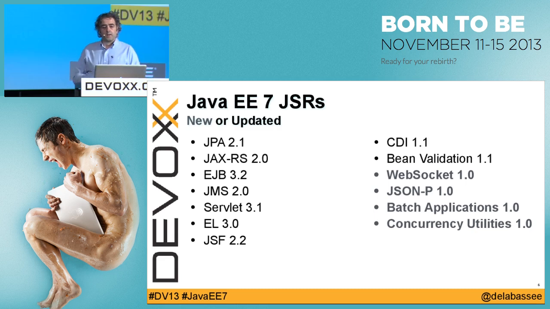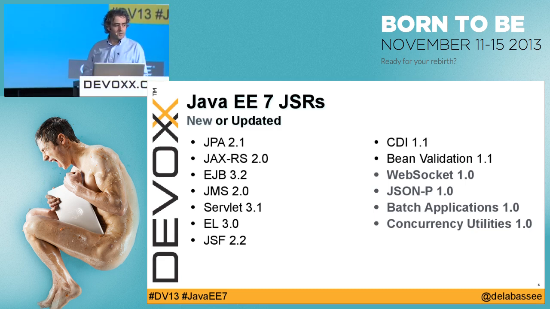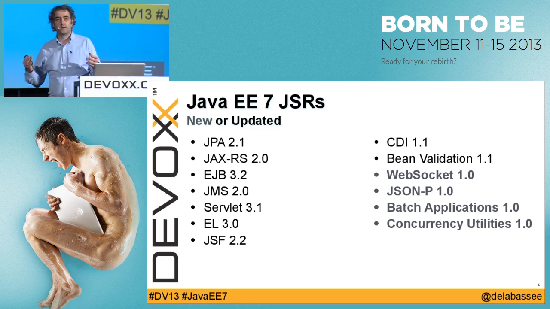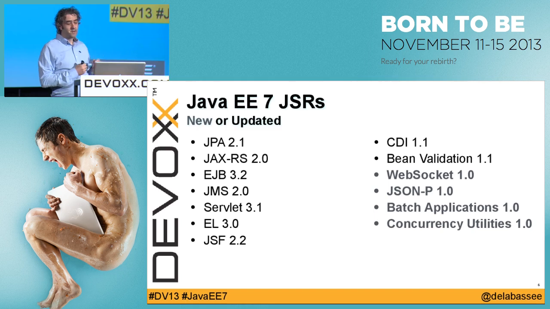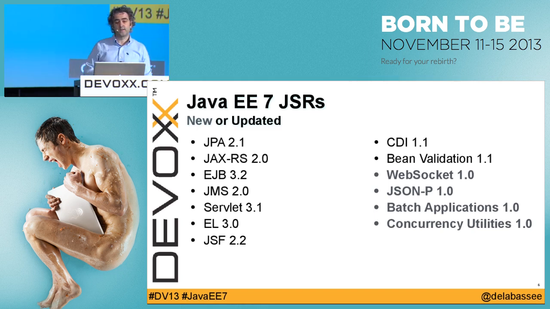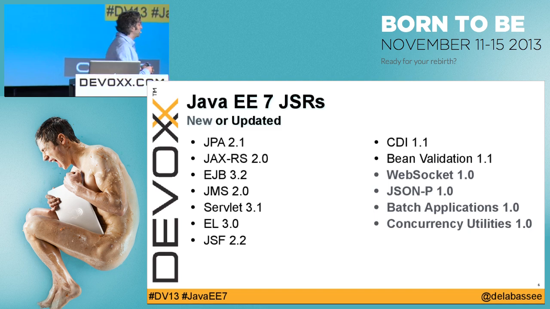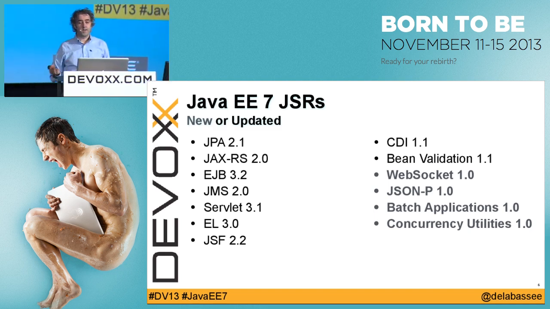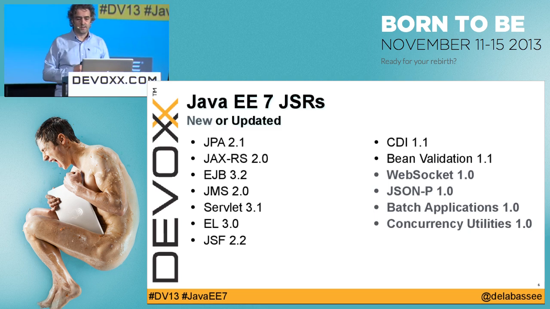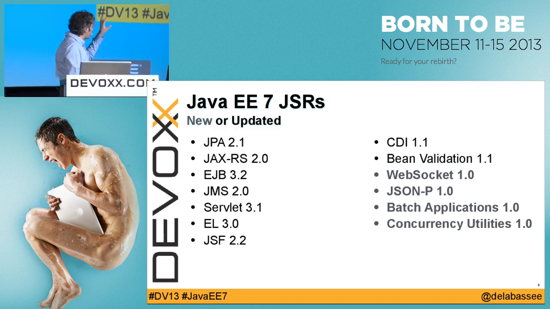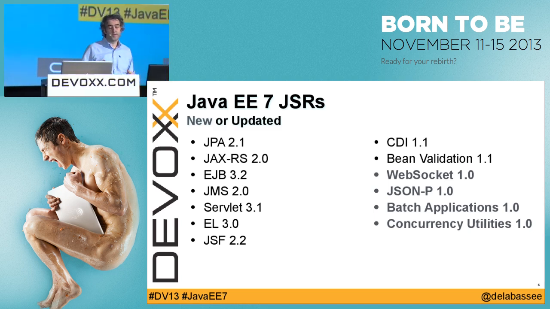This slide shows you the JSRs that have been updated and added. The four last ones are basically new JSRs that have been added to the Java EE platform. WebSocket is new, JSR 356. JSON is new. Batch application, led by IBM, is new, and concurrency utilities is also new. All the others have been updated.